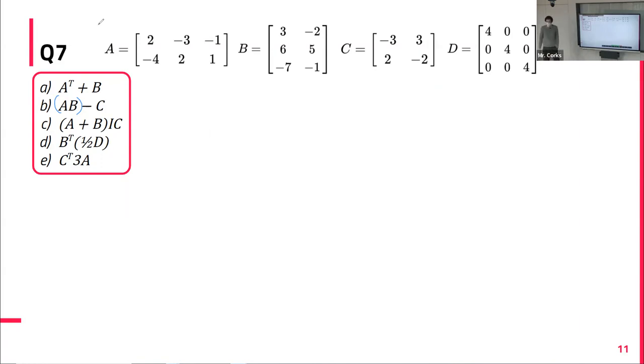All right, let's talk about these. A, is A possible or not? Yes, we say possible. Okay, so A transpose, what will the dimensions be of A transpose?